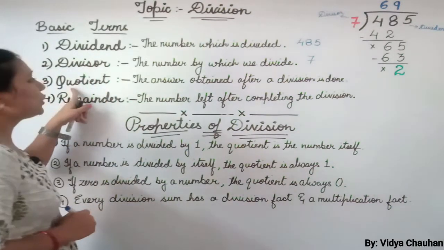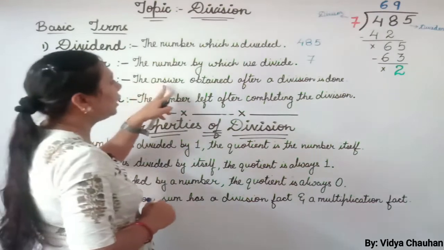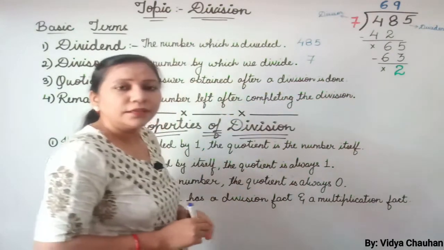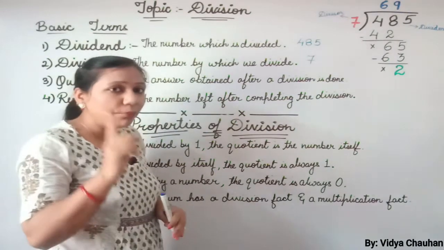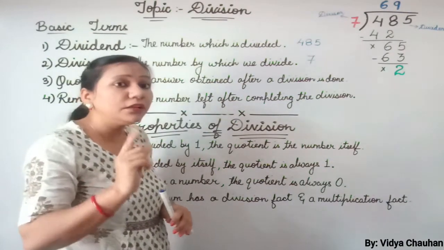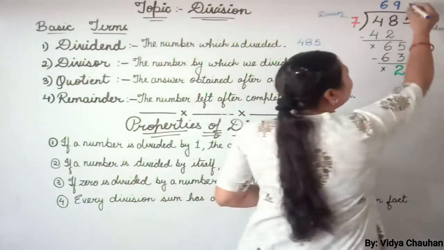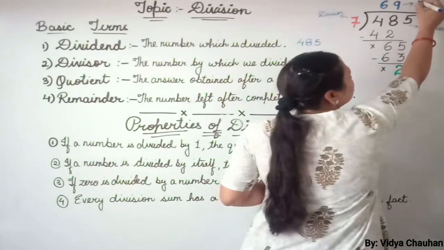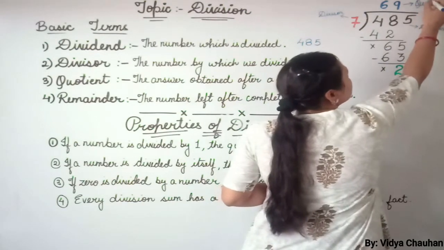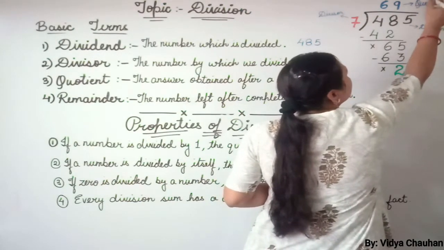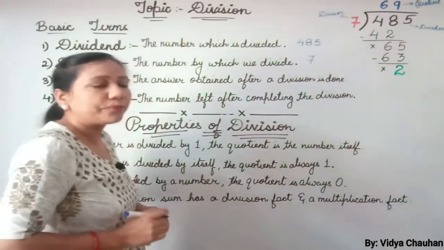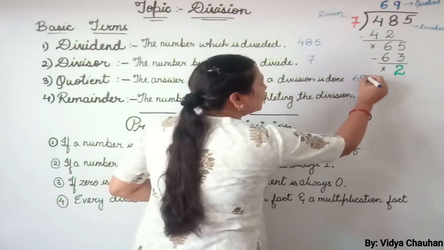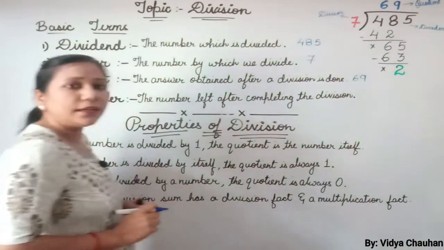Next is our quotient. What is quotient? The number obtained after a division is done. So what is the value we are getting after the division is done? It is at the top, and that is called quotient. So this is the quotient of the division term. The quotient of this division term is 69.